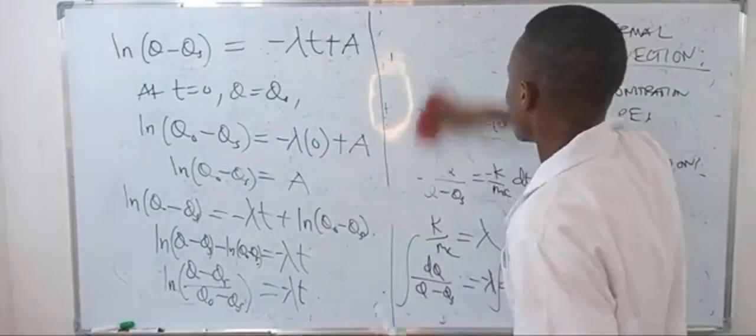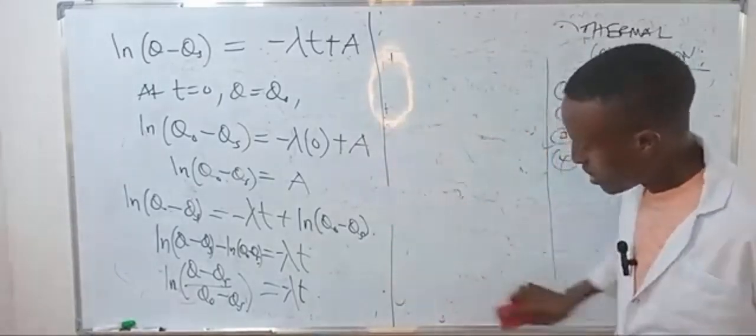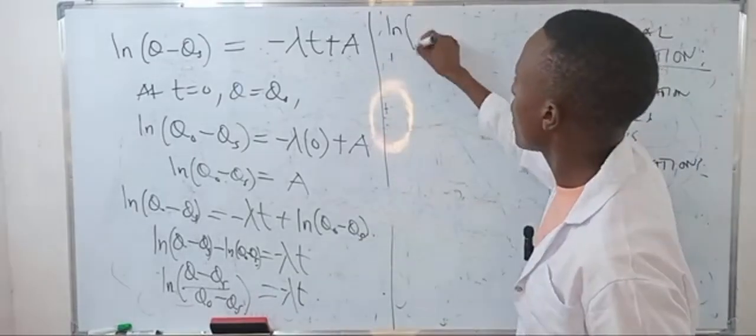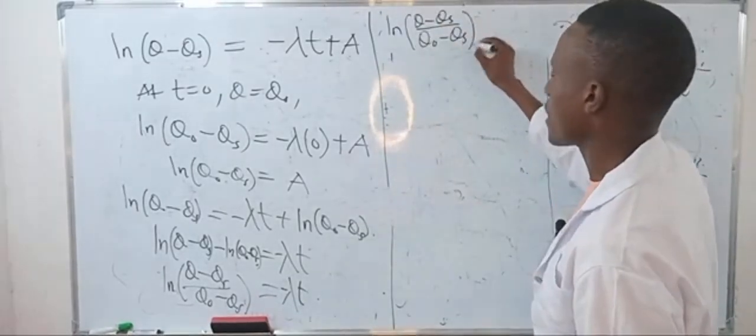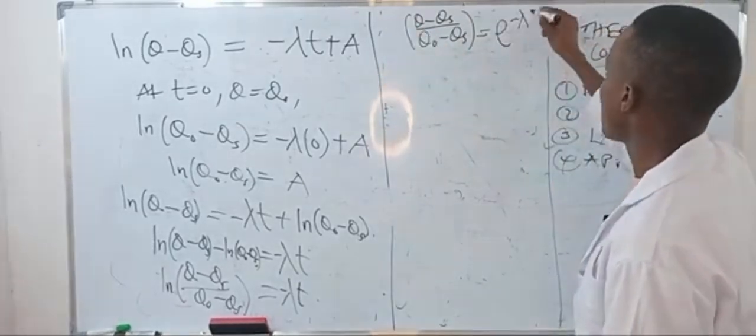So let me make it clear here. I came to write it here, so I just write that: ln of theta minus theta of the surrounding over theta naught minus theta of the surrounding, and then we have, so this ln comes and lies here as minus lambda t.